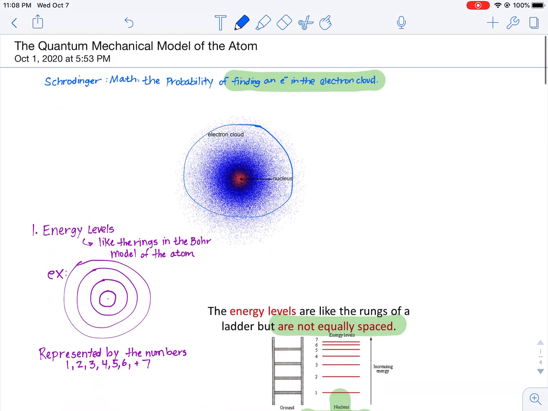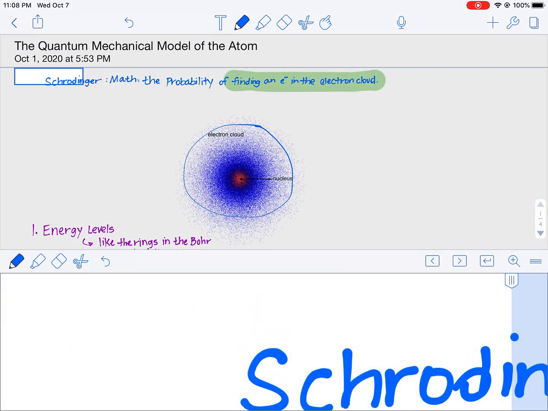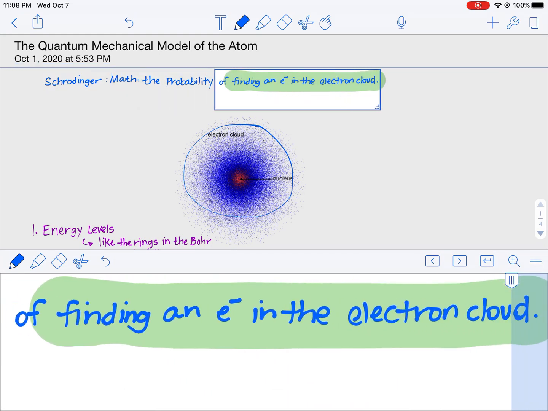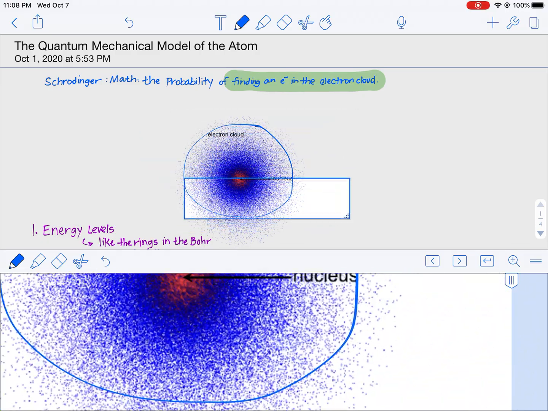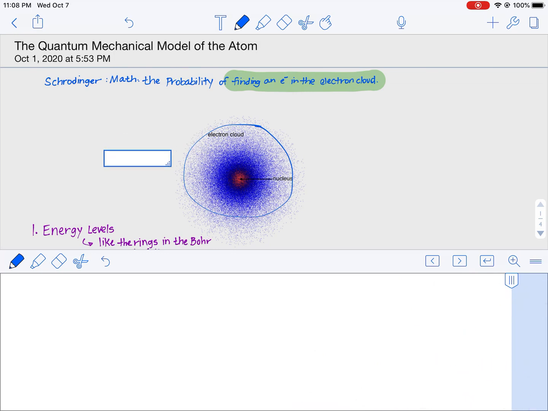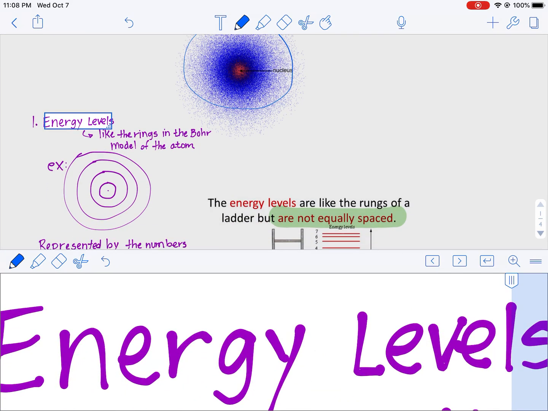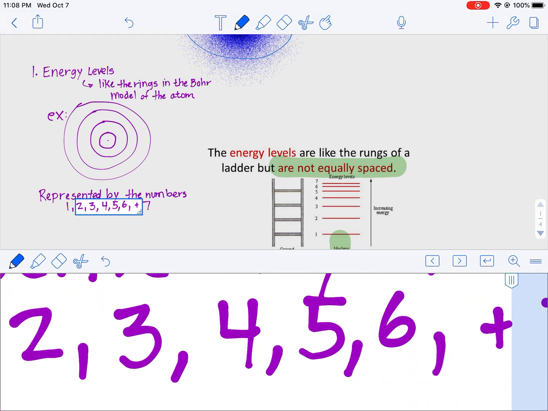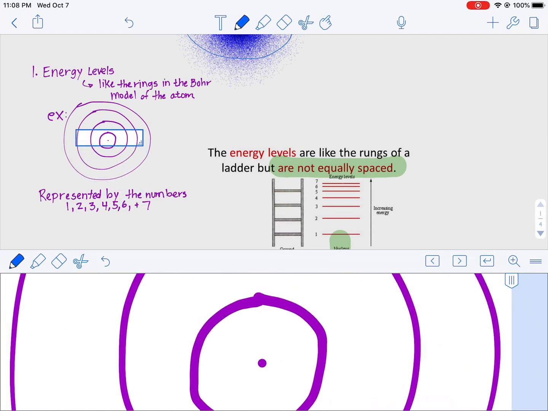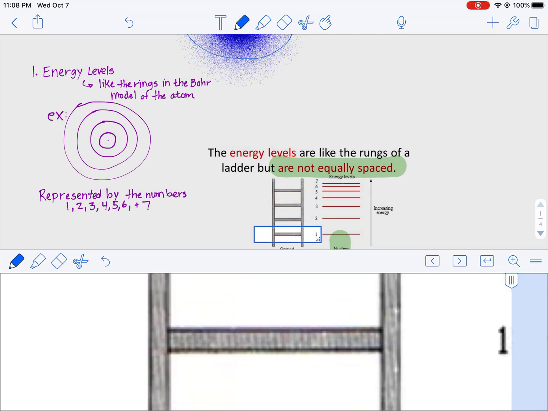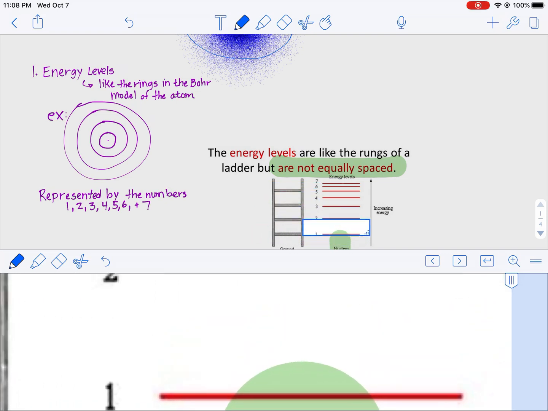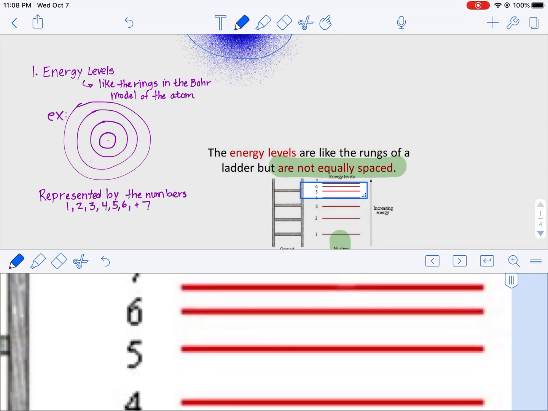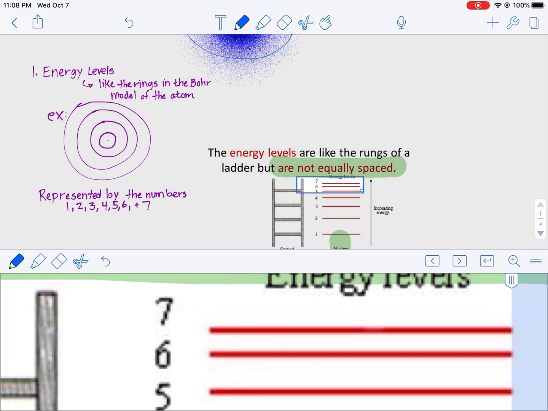Before we move on, let's just regroup here. It's not an easy concept. We are trying to talk about the probability of where we will find an electron in the electron cloud. Where will we find an electron? The first place we'll find it is in an energy level. These are the rings around the atom in the Bohr model. They are represented by the whole numbers 1, 2, 3, 4, 5, 6, 7. Even though the Bohr model represents them evenly spaced, kind of like the rungs on a ladder, in real life, they're not. There's more distance between the energy levels that are closer to the nucleus, and as you get further and further away, there's less energy difference between the energy levels.